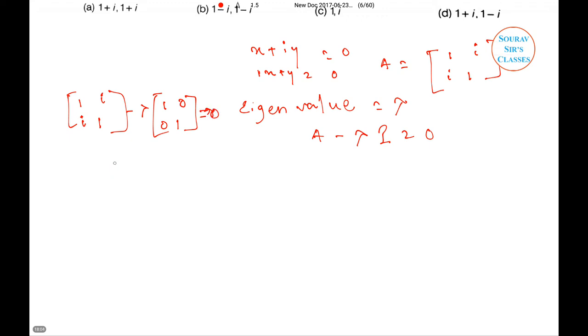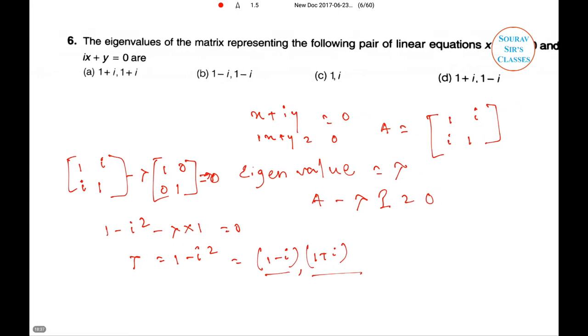Simplifying this, we will say (1 minus lambda) whole square minus i square is equal to 0. So lambda is equal to 1 plus or minus i. It is a very basic formula to apply: 1 minus i into 1 plus i. So there were two solutions, one is 1 minus i and another is 1 plus i. So looking in the options, we can get it in D. So our option is D. Hope you are understanding it well. And now we will move to the next problem.